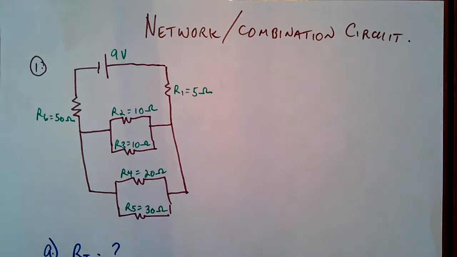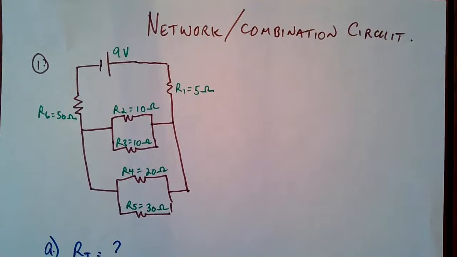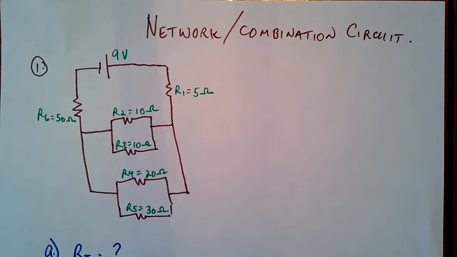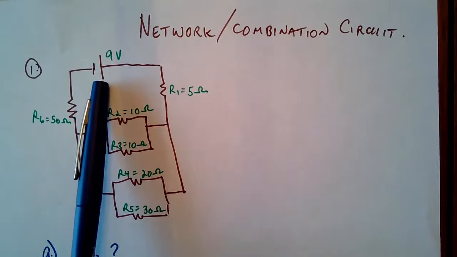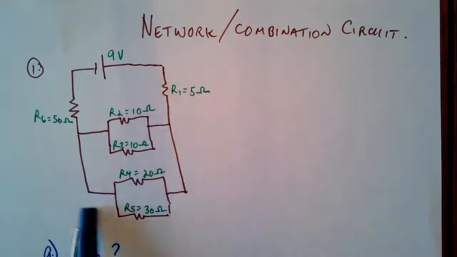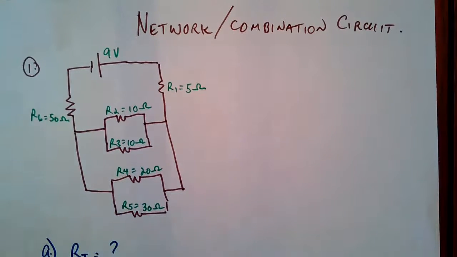Hi class. So today we're going to do some practice analyzing circuits for network and combination circuits. So I just made up a circuit right here. We're going to call this example 1. So we have a 9-volt battery coming into this combination circuit. So let's take a look at what we can do to simplify the circuit here.